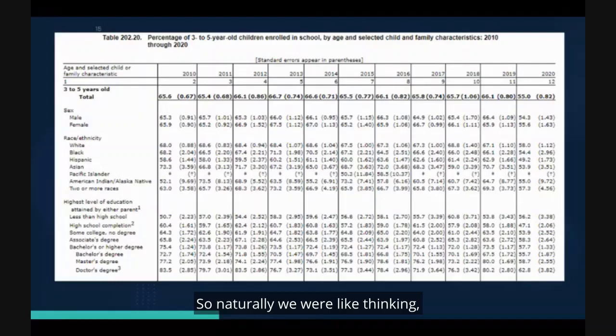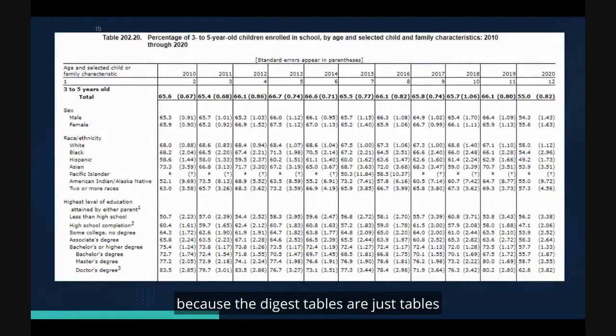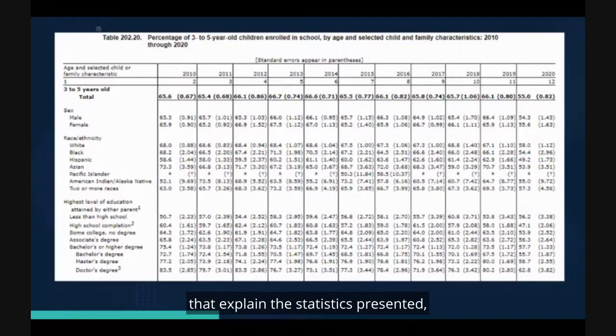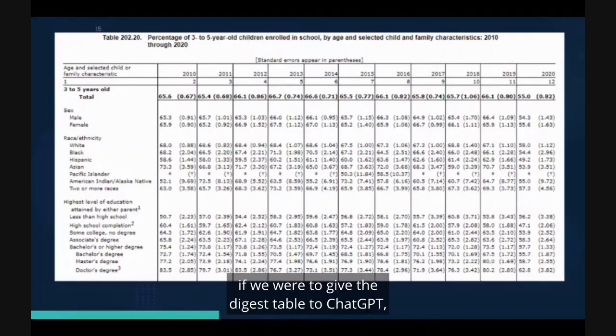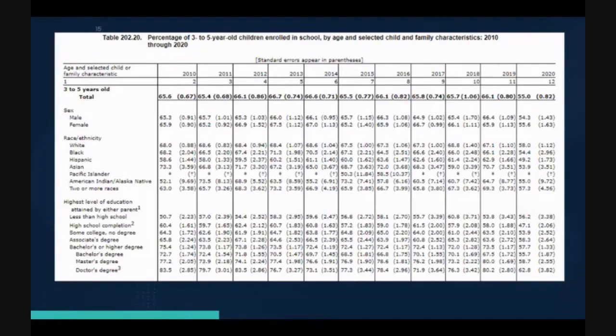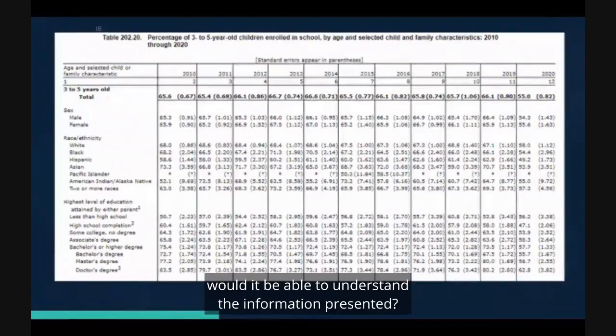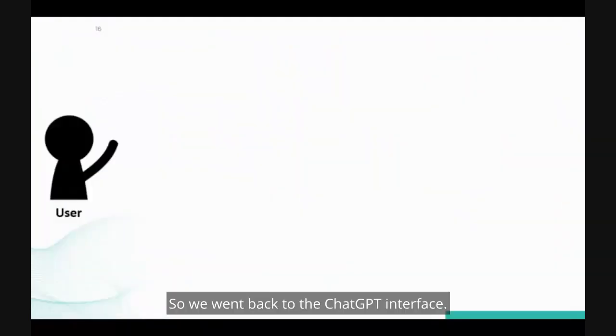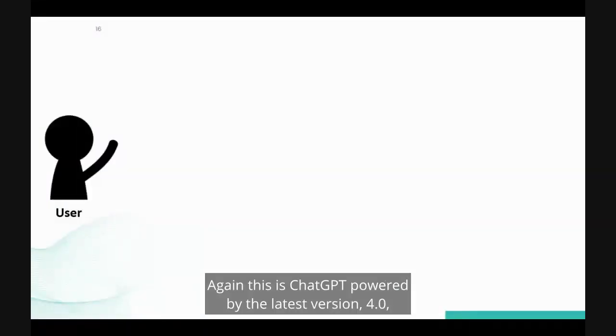So naturally, we were thinking, because the digest tables are just tables and there is no free text associated with them that explain the statistics presented, we wanted to see if we were to give the digest table to ChatGPT, would it be able to understand the information presented? So we went back to the ChatGPT interface. Again, this is ChatGPT powered by the latest version 4.0.